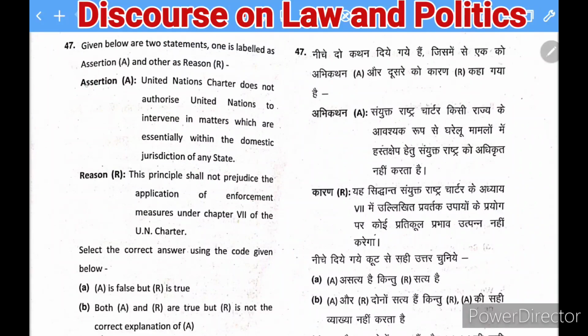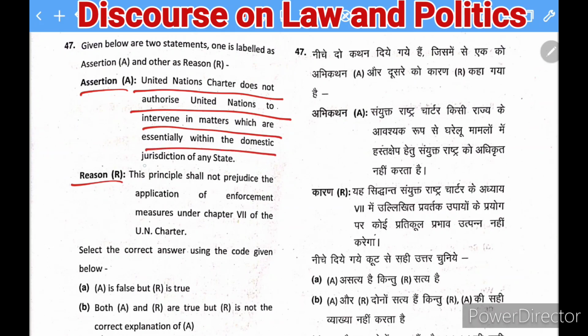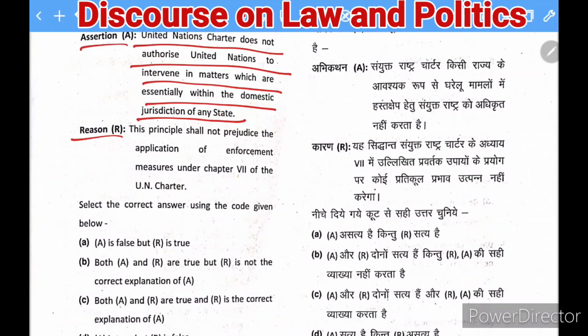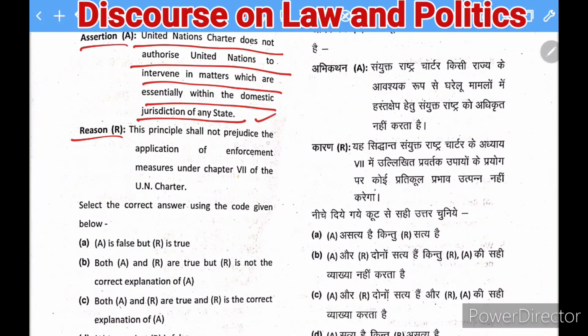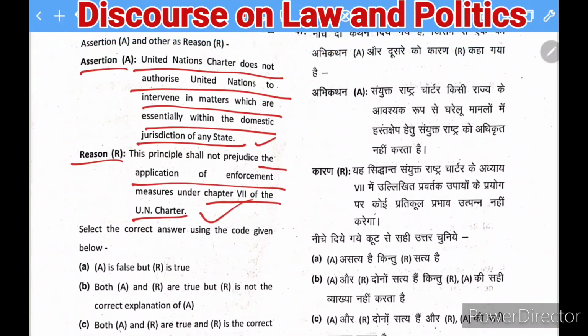The next question is based on assertion and reason. So let's read the assertion and reason. The assertion says that the United Nations Charter does not authorize the United Nations to intervene in matters which are essentially within the domestic jurisdiction of any state. Okay. This statement is the correct one. The reason: the principle shall not prejudice the application of enforcement measures under Chapter 7 of the UN Charter. Yes, this is also a correct statement. But we have to see whether the reason explains the assertion.